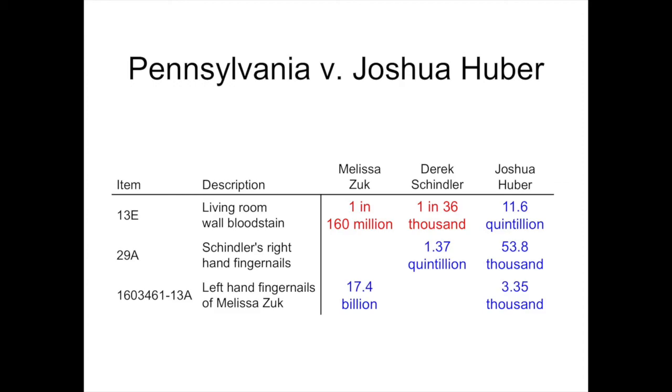This is the Josh Huber case. There was no question that Mr. Huber had shot and killed two of his guests in his apartment in the Pittsburgh area. But the question was, what did all of this mean?